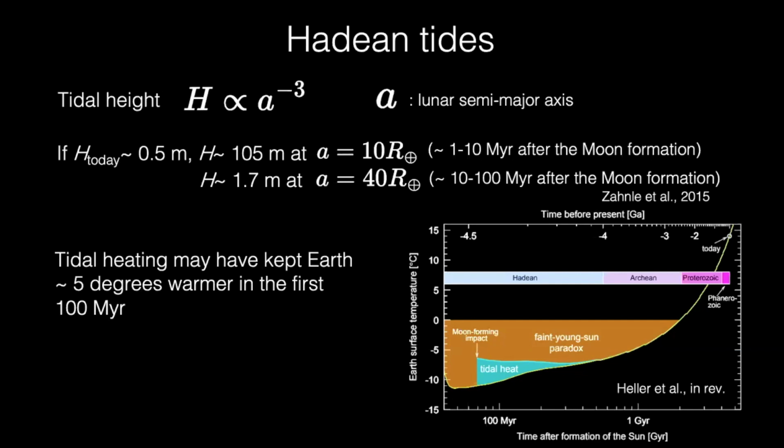And the tidal height would have been around 2 meters when the same major axis was around 40 Earth radii. This would have happened around 10 to 100 million years after the moon formation. And according to one of the studies, the tidal heating may have kept Earth a bit warmer, by about 5 degrees or so in the first 100 million years or so. So this could have been quite important for life on the Earth's surface.